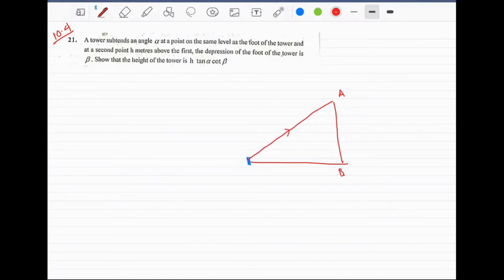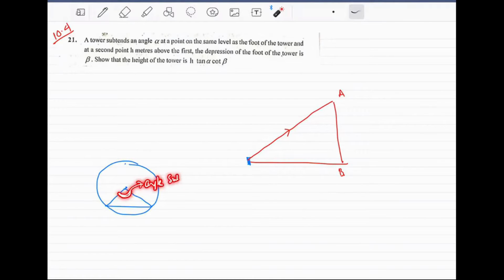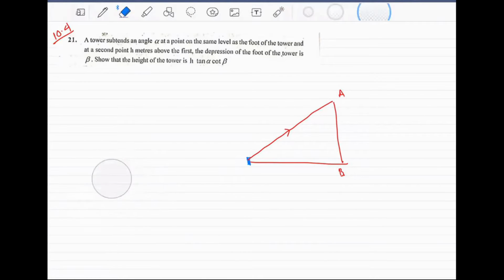If you are familiar with the chapter of circles in class 8, 9, it looks something like this. If there is a chord here and a center, for the angle subtended by the chord at the center, you join the radii with the ends of the chord. Then this angle right here is the angle subtended by the chord. What chord? This chord itself. I'm just telling you the concept of the word subtend.